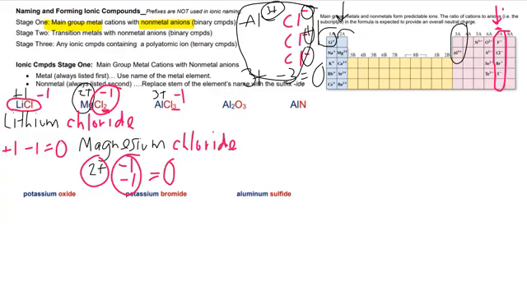So to write this compound's name, we have an aluminum ion, so we have aluminum, and chlorine becomes chloride, so aluminum chloride.